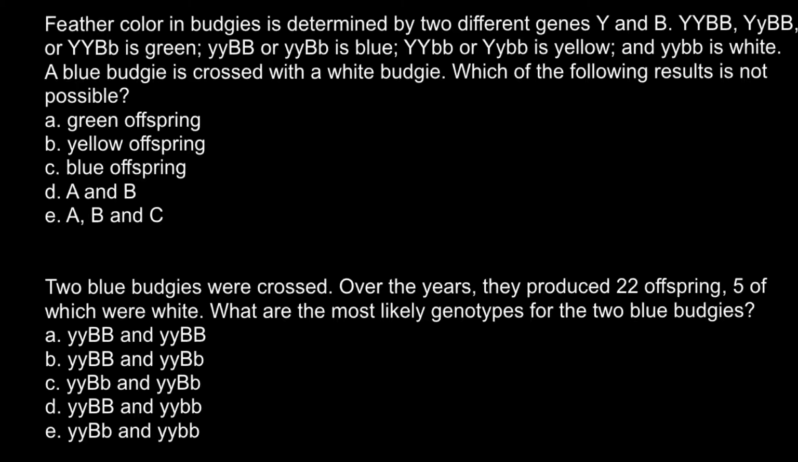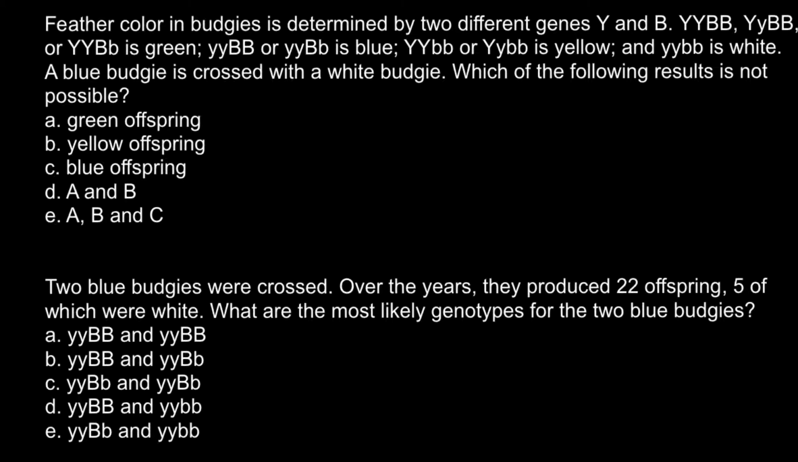Feather color in badgers is determined by two different genes, gene Y and gene B. Three genotypes produce green color of the feathers, two genotypes produce blue color, and two genotypes produce yellow color. The genotype that is homozygous recessive for both genes produces white color in feathers. A blue badger is crossed with a white badger. Which of the following results is not possible? And here are the 5 answers to choose from.